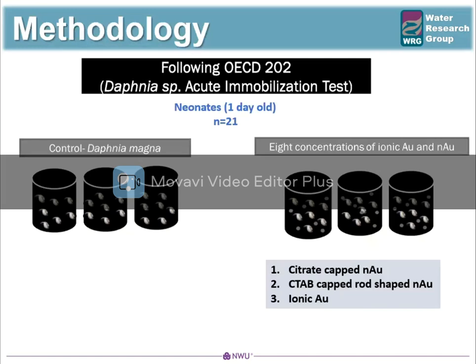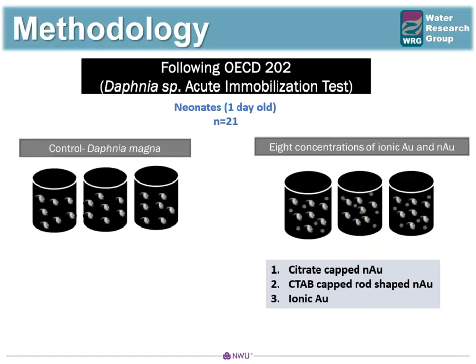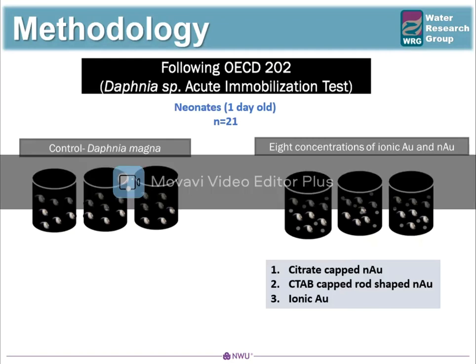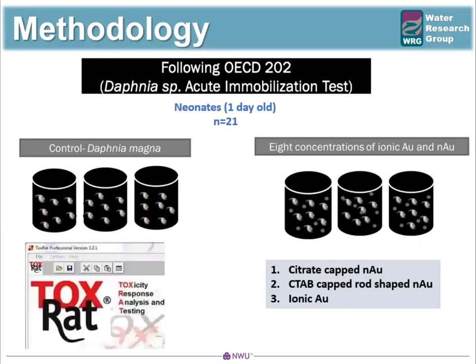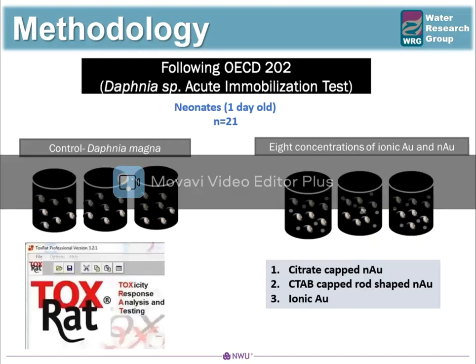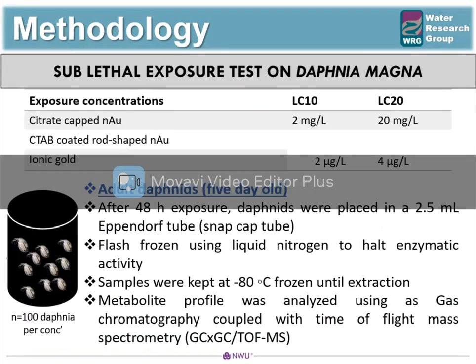An acute toxicity test was conducted following an OECD 202 protocol. Briefly, 3 replicates of 7 Daphnia per beaker were tested across an increasing range of concentrations for a period of 48 hours. This was done for all treatment groups listed below. After 48 hours, the data was analyzed using ToxTrack software. This was to determine LC10, 20, and 50 for all treatment groups.